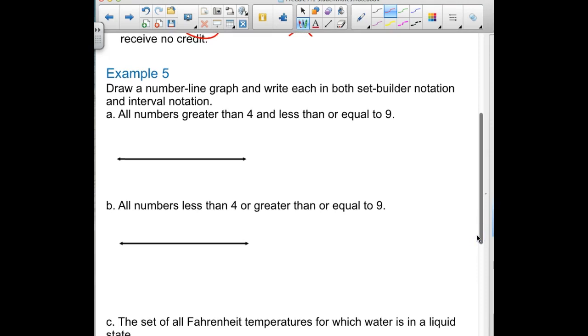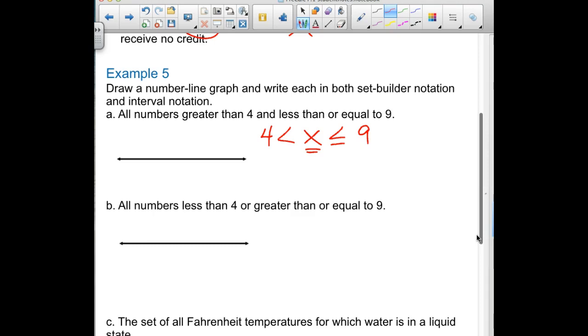All right, example 5. Draw a number line graph and write each in both set builder notation and interval notation. First one says all numbers greater than 4 and less than or equal to 9. So we want numbers that are going to be bigger than 4, so 4 is our small end, but we want them to be less than or equal to 9. Okay, so x is less than or equal to 9. On the left-hand side, remember you have to read that as 4 is less than x, which means x, if we read from here, x is greater than 4.